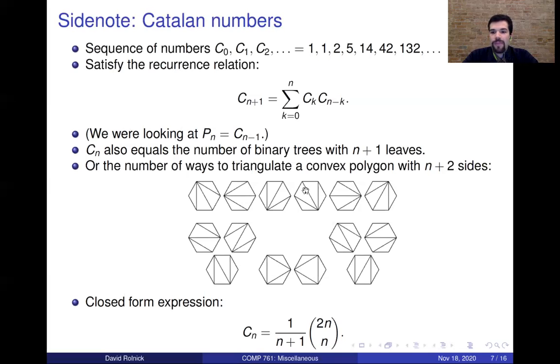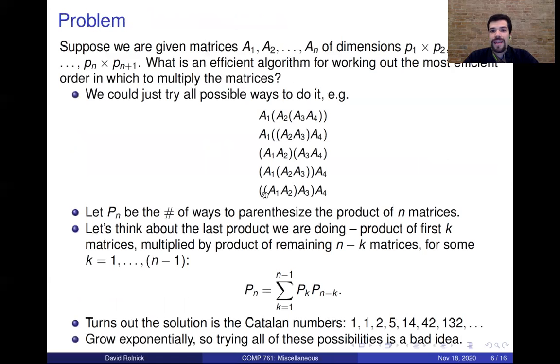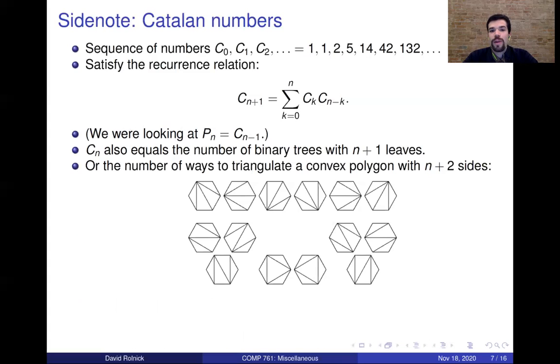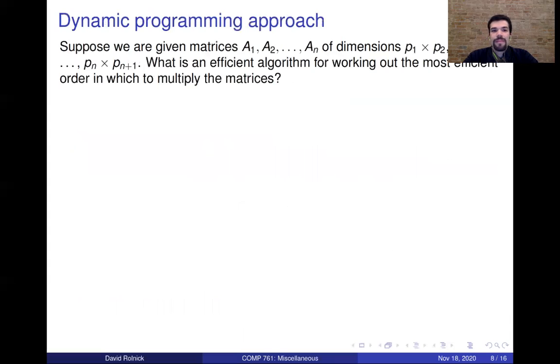Okay, let's move on. So anyway, point being, you don't want to go through exhaustively all the possible ways to multiply together all the matrices. Let's do it in a more efficient way. How can we use a dynamic programming approach?